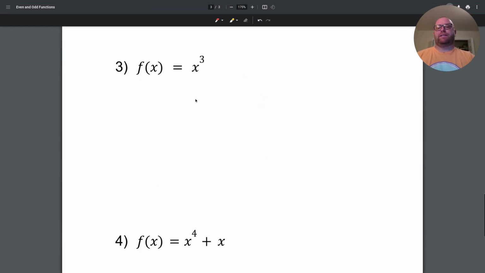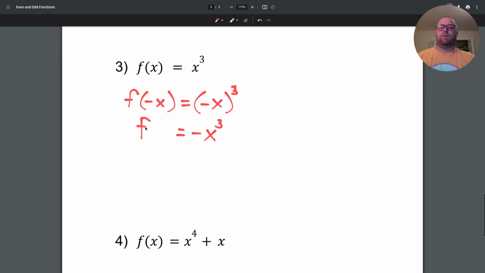Next one, f of x equals x cubed. So let's figure out f of negative x. So f of negative x equals negative x cubed. So that's going to be negative 1 times x cubed. So f of negative x will equal negative 1 times f of x for all x. So this should be odd. And let's take a look at the graph of this one.